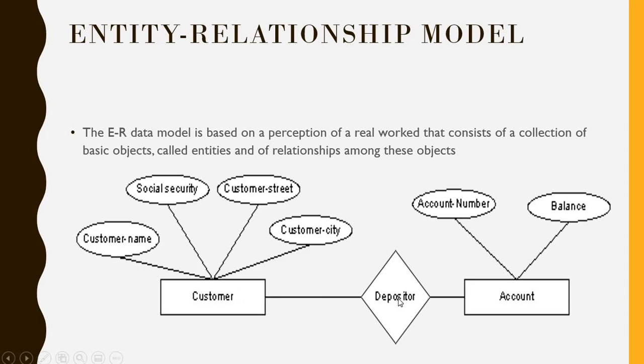Access. You'll notice this by the notations around each of them. Customer has attributes, or fields in Access, of customer name, social security, customer street, and customer city. Similarly, account has attributes of account number and balance. You'll notice they are notated as such.